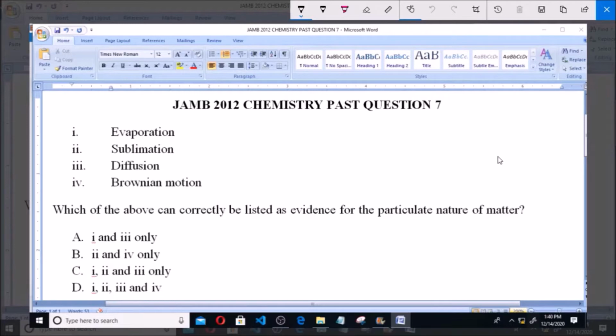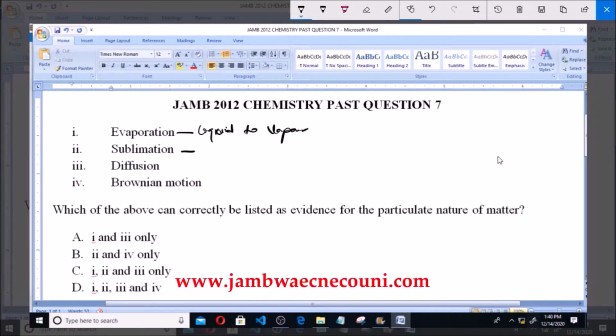I'll be answering JAMB 2012 Chemistry Past Question 7. Which of the above can correctly be listed as evidence for the particulate nature of matter? We have evaporation, sublimation, diffusion, and Brownian motion. Now, looking at this, you notice that evaporation simply means change of state from liquid to vapor, but without getting to its boiling point. Sublimation simply refers to change of state from solid directly to gas.